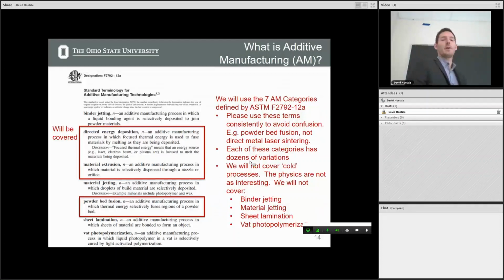So these would be directed energy deposition, material extrusion, and powder bed fusion. I'll go through every single one of these in the subsequent slides so you have an idea, but these are going to be the main processes that we're going to focus on. And if you go to an additive manufacturing conference where people are talking about the latest in research, you'll see the majority of the work is in these three types of tools here.